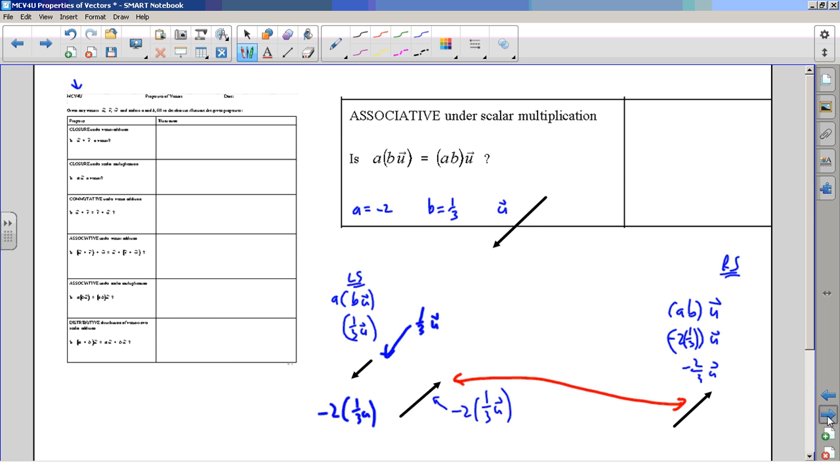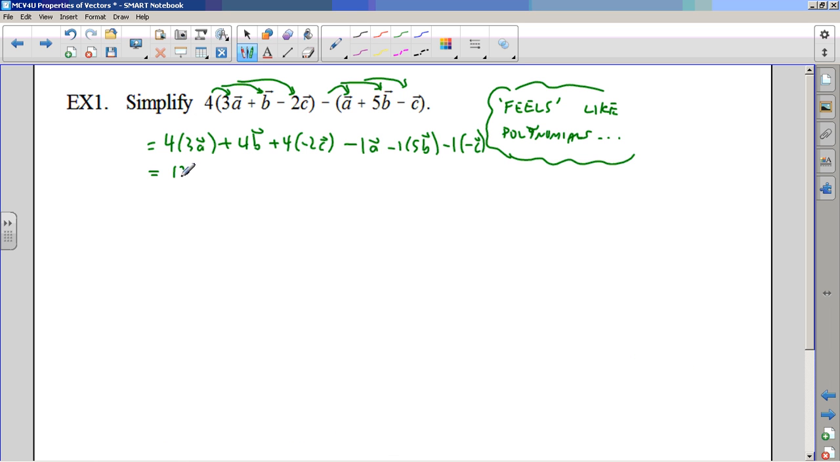Oops, went the wrong way. So this is 12a and 4b, and I'm using that, collecting up the scalars. Okay, fine. So I can do that. Yes, you can do that.